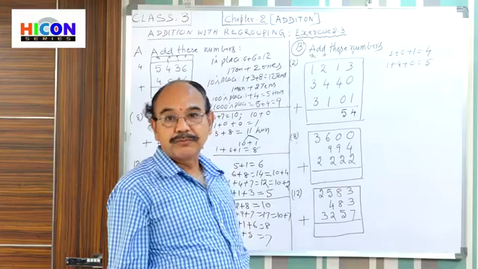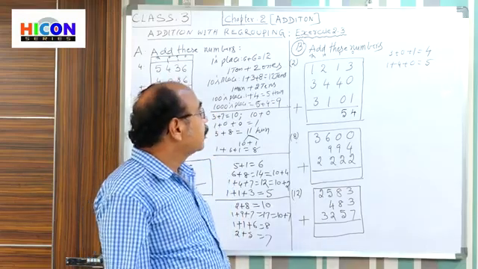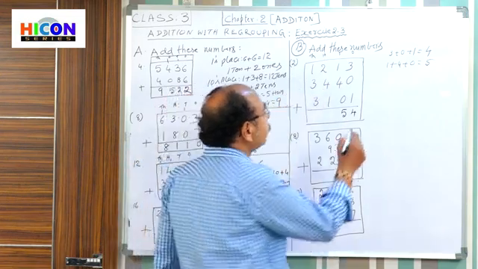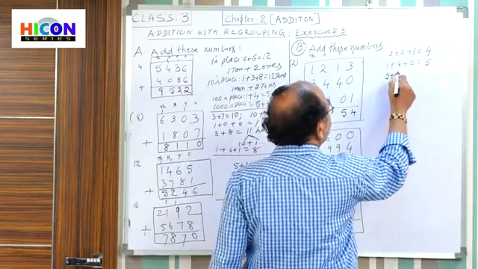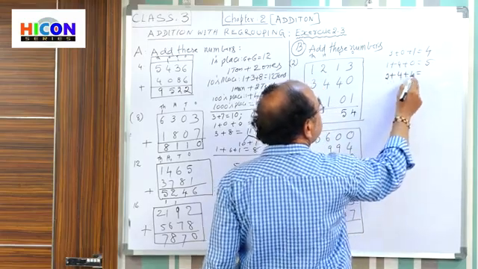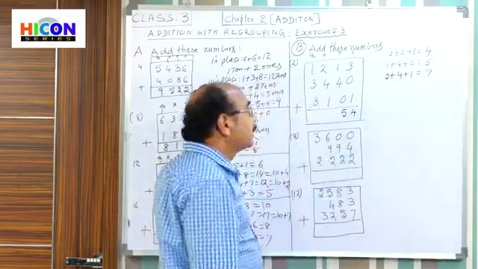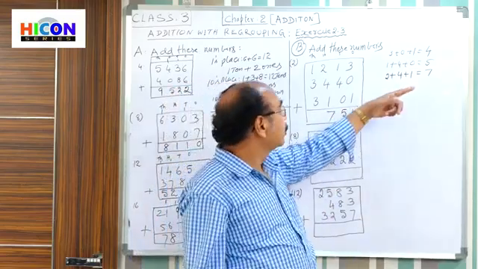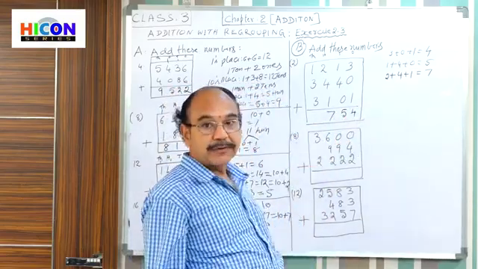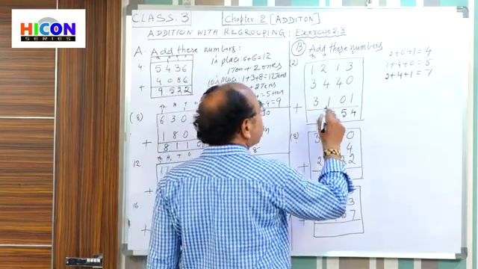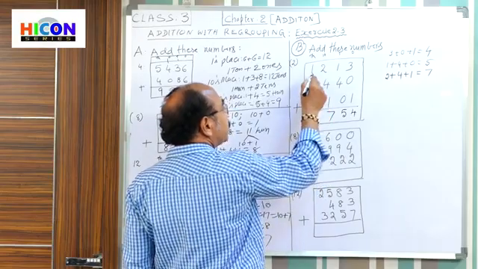Now you come to hundreds place. What are the digits in the hundreds place? 2, 4, 1. 2 plus 4, 6. 6 plus 1, 7. 7 hundreds. 7 is the single digit number, no? So we write 7 in the hundreds place. Now take the thousands place digit. 1 plus 3 plus 3.